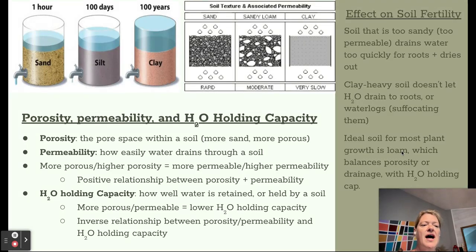So the ideal soil to grow plants is a loam soil because it has that nice combination of sand, silt, and clay. So it's mostly sand and silt with some clay mixed in because we do want to hold the water in during drought conditions, but we also don't want it to waterlog the plant and kill the plant.